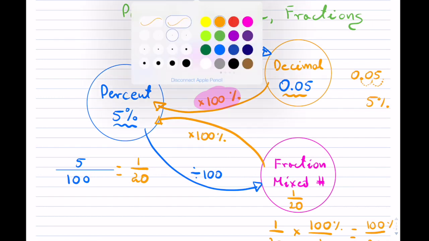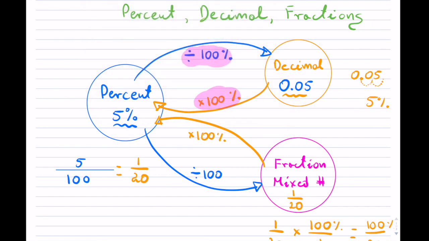Now, if you wanted to go between the bubbles of decimals to fraction and vice versa, so if you're going in these two directions, there is no division or multiplication by 100% because we're not changing it to a percent or from a percent. So be careful as you're going back and forth in between them.